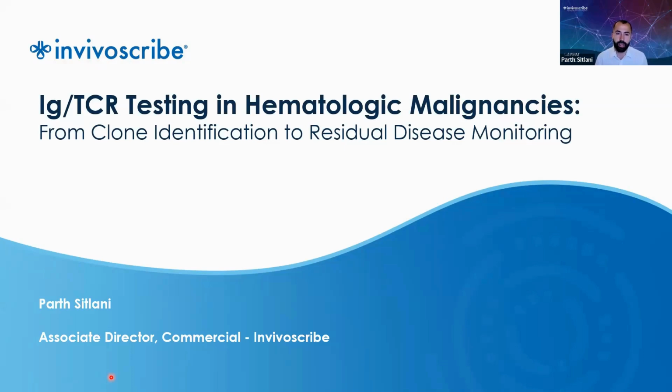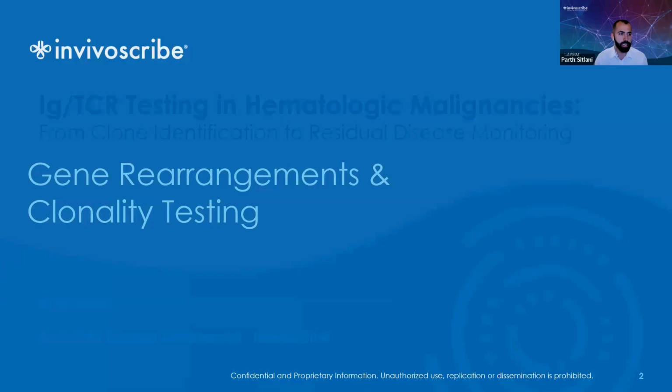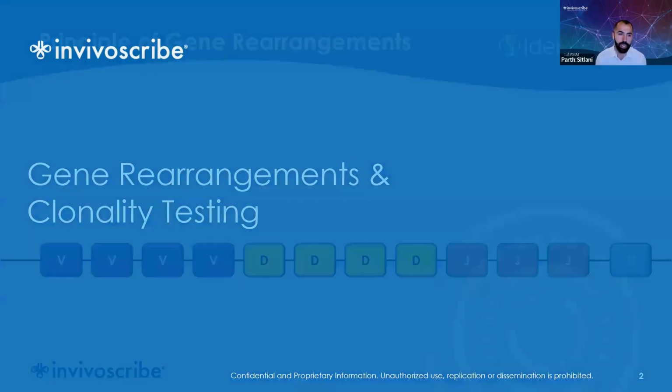We'll start with a little bit of the history of this testing, how these genetic rearrangements happen, how they've been tested in the past, how they are tested now in most laboratories, and then how they will likely be tested in the future. So let's get started talking about gene rearrangements, how they happen, and the clonality testing process.